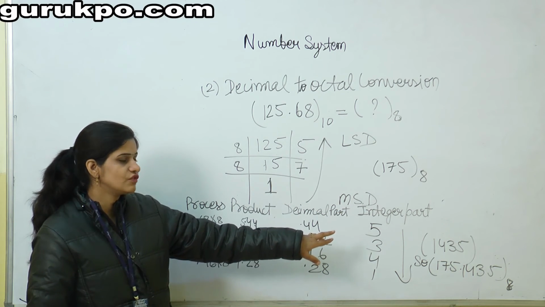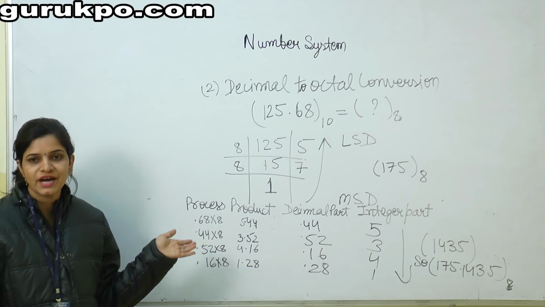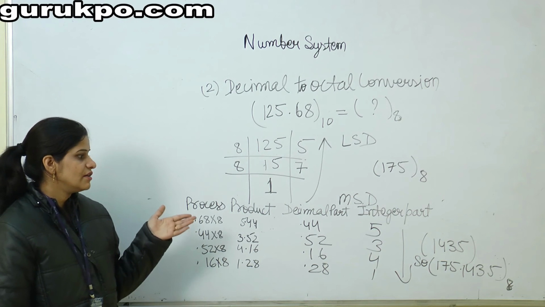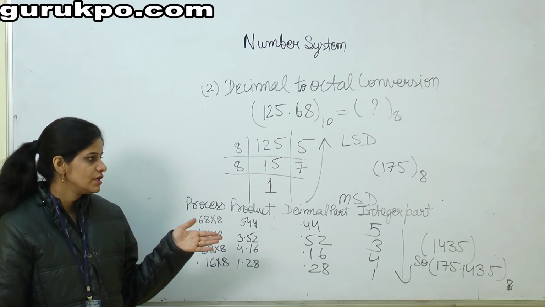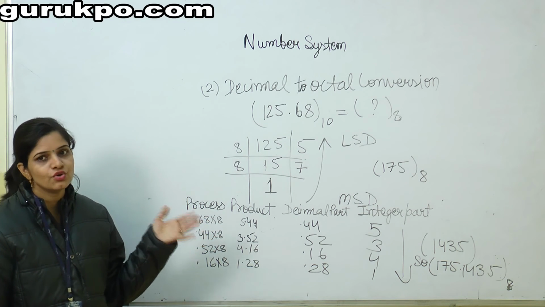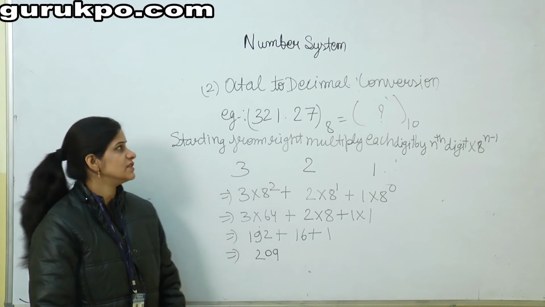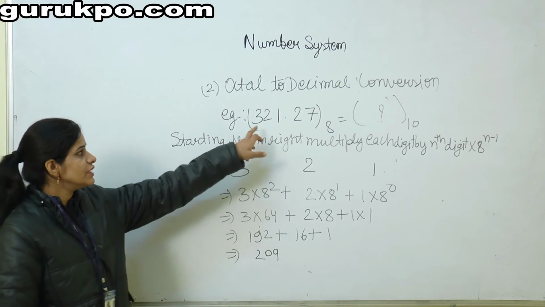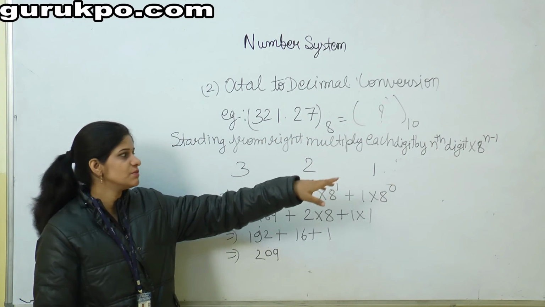The answer is 5341, and combining the integer part and the fractional part gives 175.5341, converted to octal form. Second is octal to decimal conversion. For example, 321.27 is in octal form, and we convert it to decimal form.